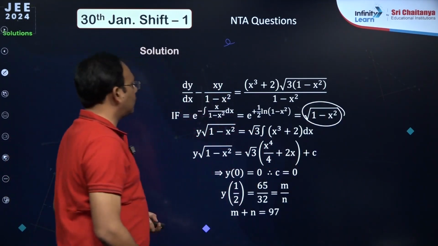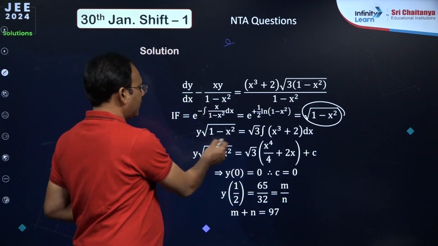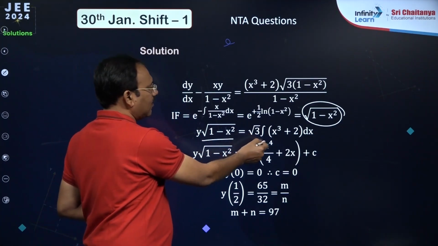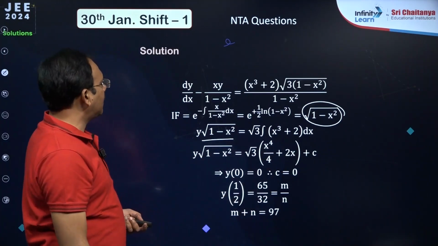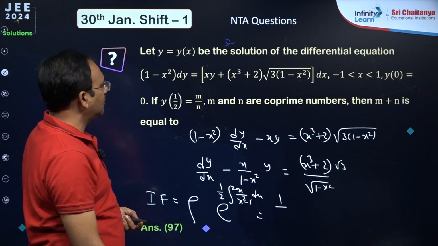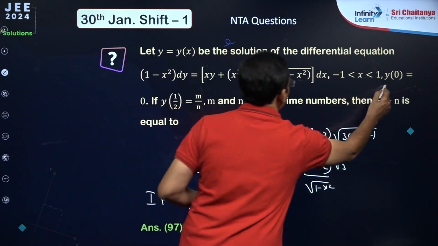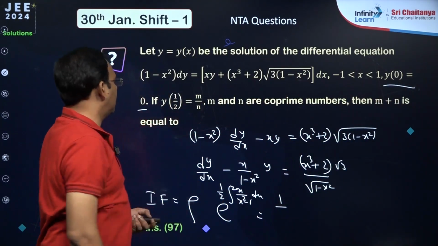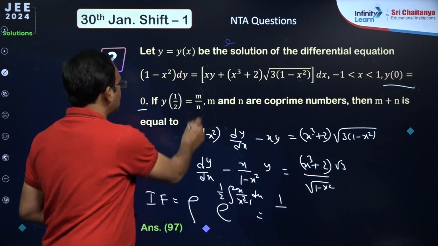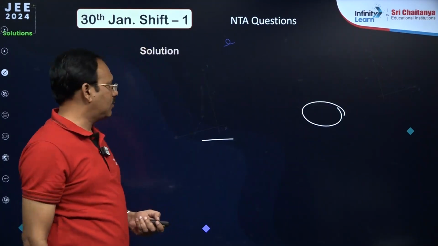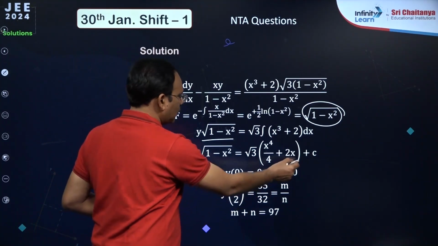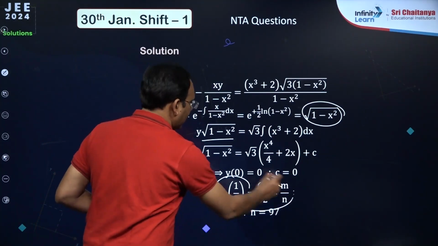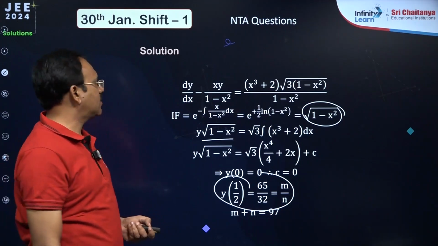So dear friends, y into the integrating factor is the integral of the integrating factor into dx, you got an easy integral. Even he has provided here y(0) is 0, with the help of which you can find the integration constant, you can also find y(1/2) then. That's what we have done here, c is 0, now you got the function, put y(1/2), you got the answer, dear students.